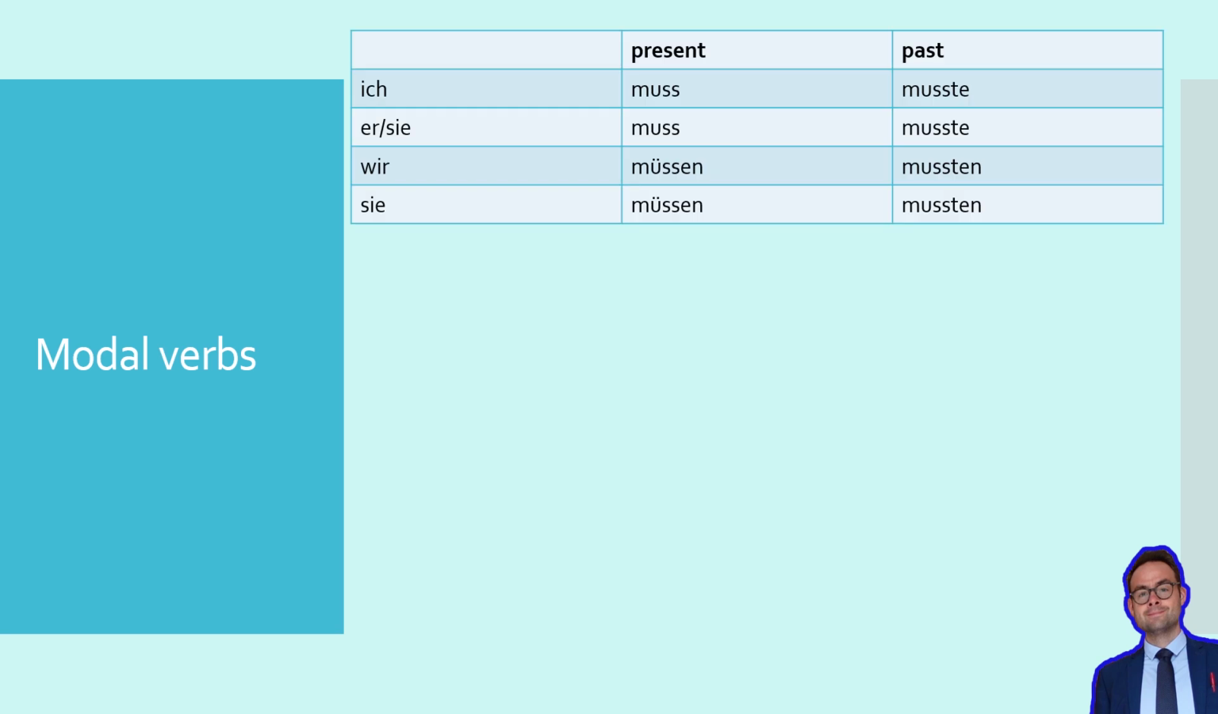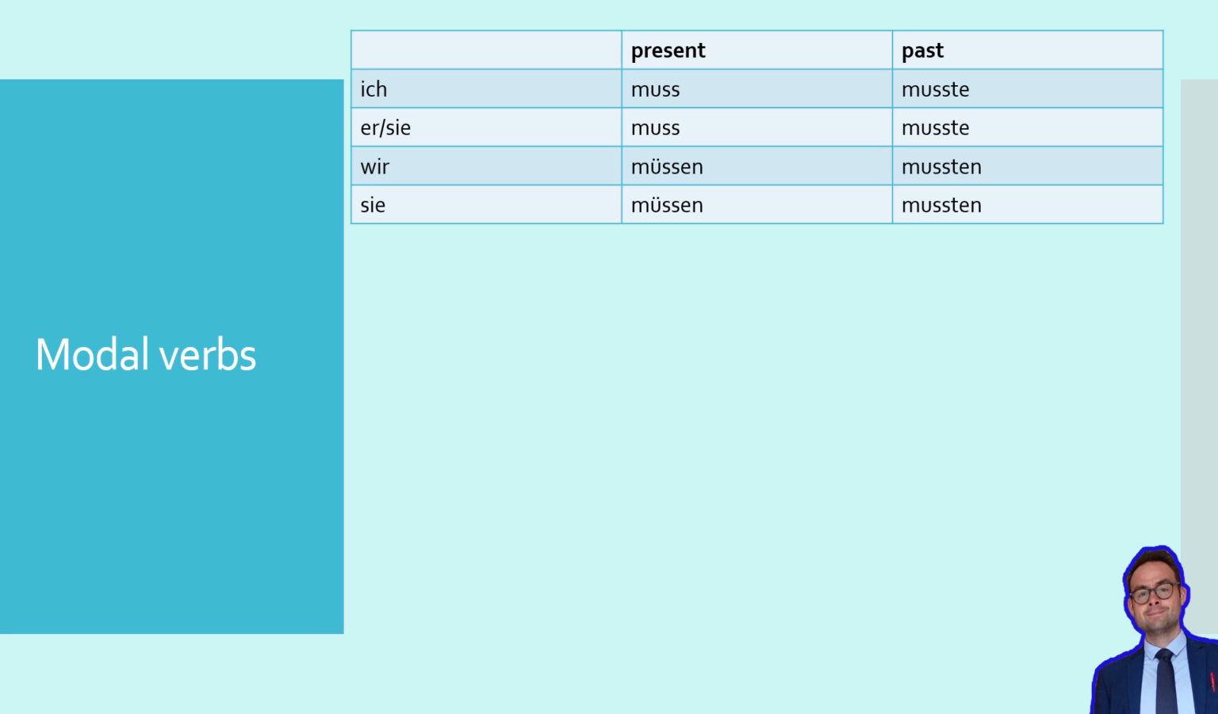Modal verbs, present and past. We know that with German verbs in the present, with the I form, like ich wohne, ich esse, ich spiele, the I form adds an E, but modal verbs are irregular, so ich muss, not adding an E in the I form, and the he, she form is the same as the I form. If you want to make that past, then we need to add TE. So ich musste is past, musste.